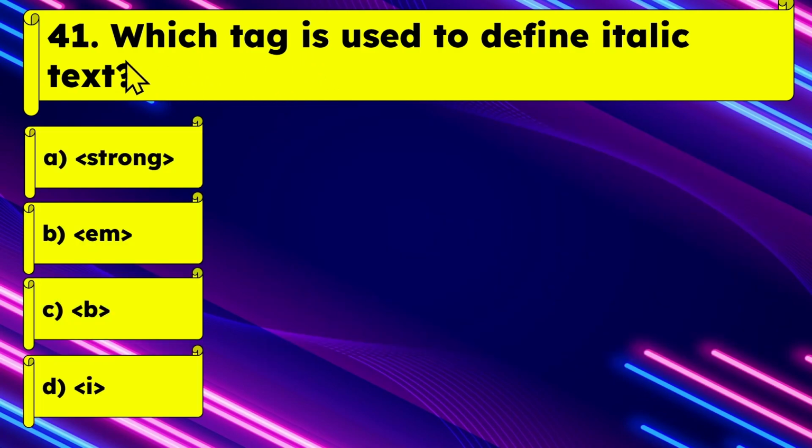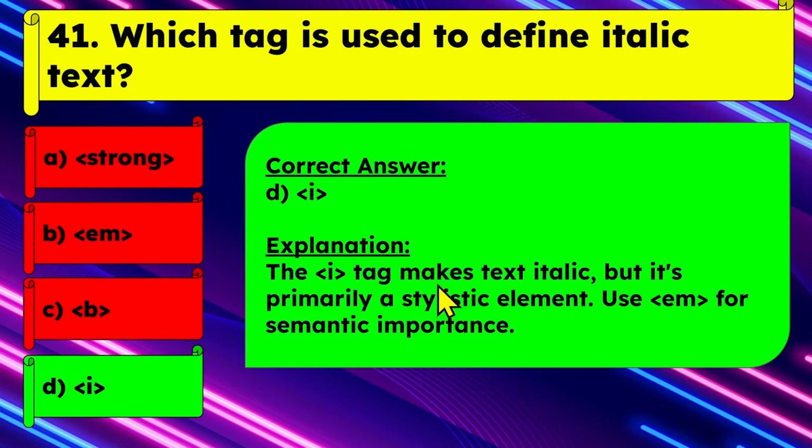Our next question is, which tag is used to define italic text? And again, this is a simple question. Option A says strong, option B is EM tag, option C is B tag, or option D is I tag. Definitely option D is the correct one. The I tag makes text italic, but it is primarily a stylistic element. You can use EM tag for semantic importance.